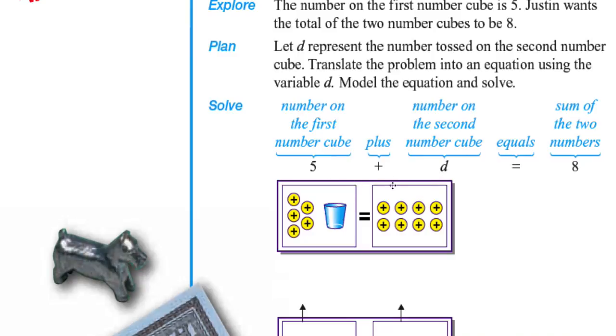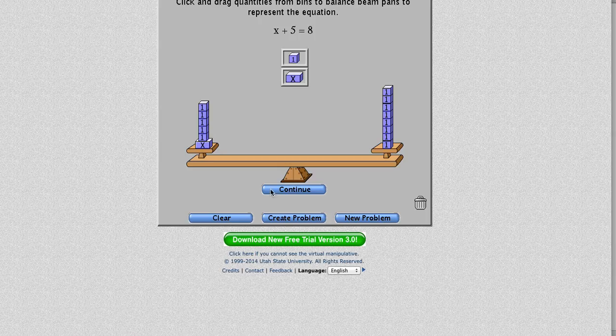Before we solve this type of equation, you need to understand that an equation is like a balance scale. So it does not tip over. This is our entire equation. It's balanced. What's on the left side balances what's on the right side. Very similar to this one right here. So this is your x plus 5 equals 8. And if you notice, both sides are balanced.